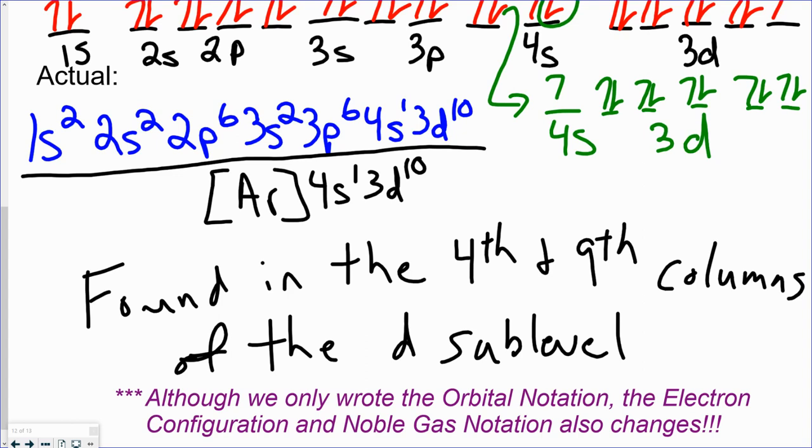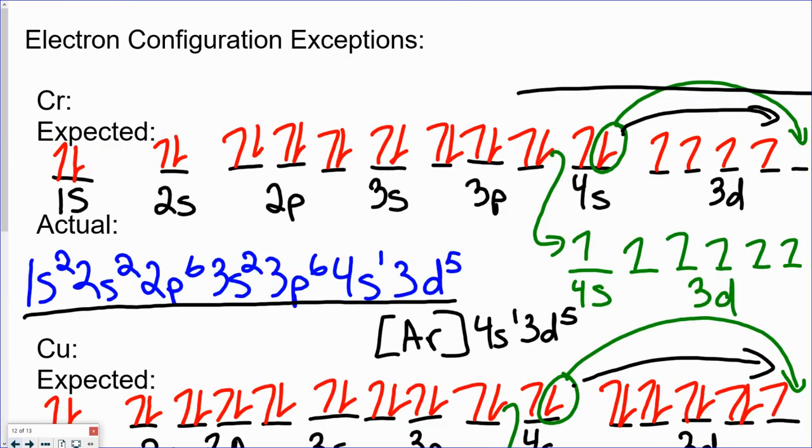So this also happens with molybdenum, Mo. It also happens with silver. Okay, and that's it for our notes.